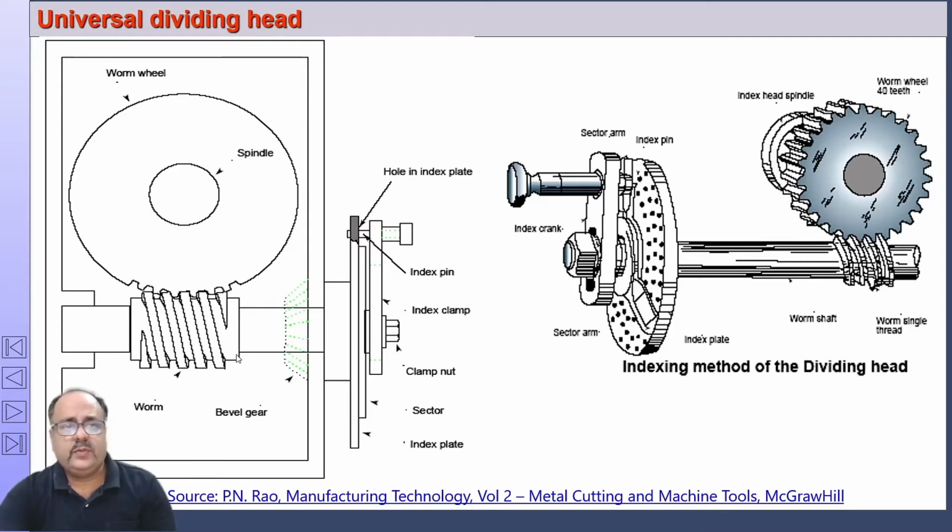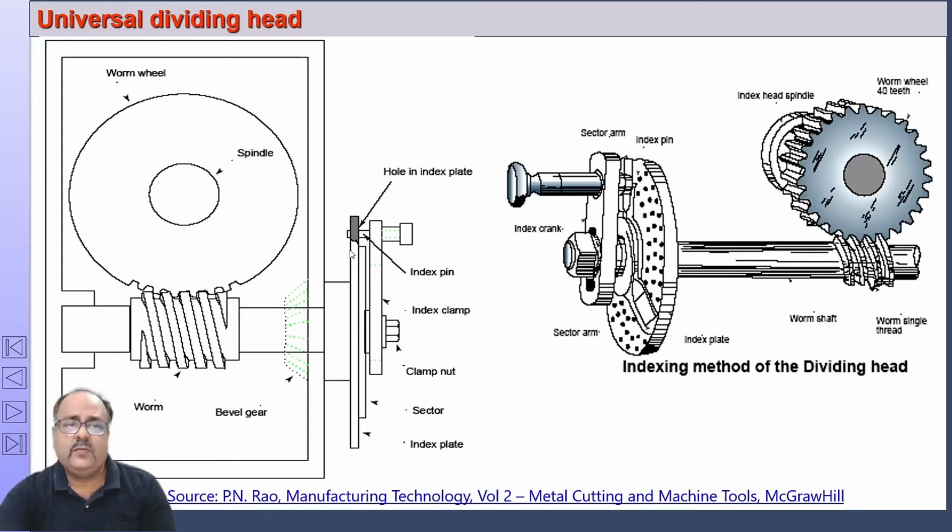So this is the worm. This is another picture, an isometric drawing, and this is the index plate. This is the index crank, which can be readily moved in and out in this slot and can be fixed at any particular hole. The sector arms are used for referencing. This is the worm wheel, and this is the spindle on which the workpiece is mounted. The worm wheel has 40 teeth.